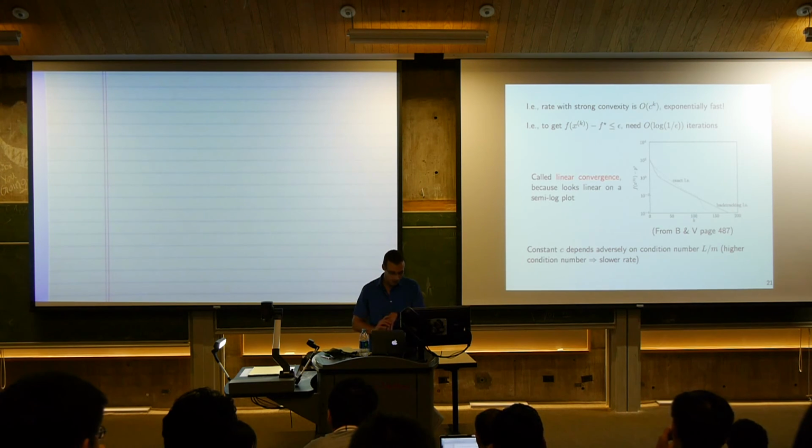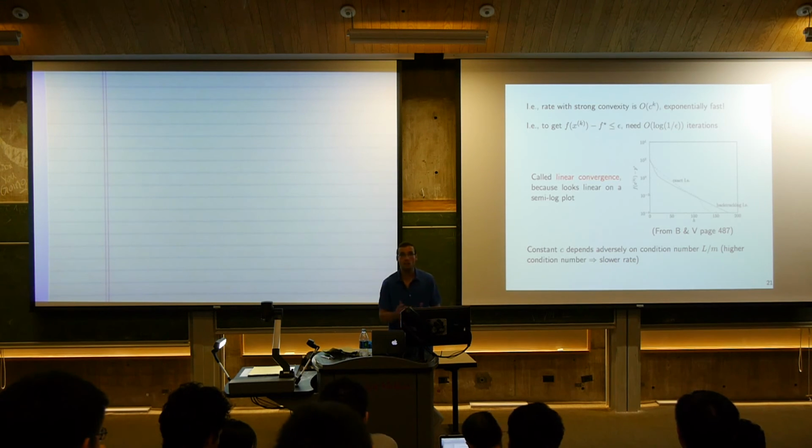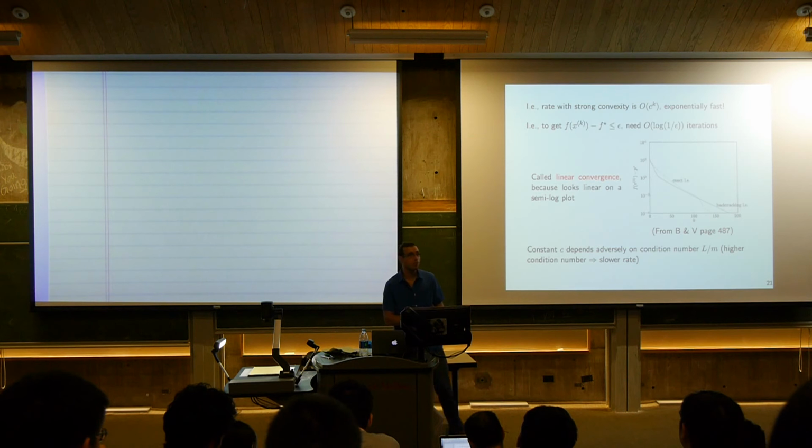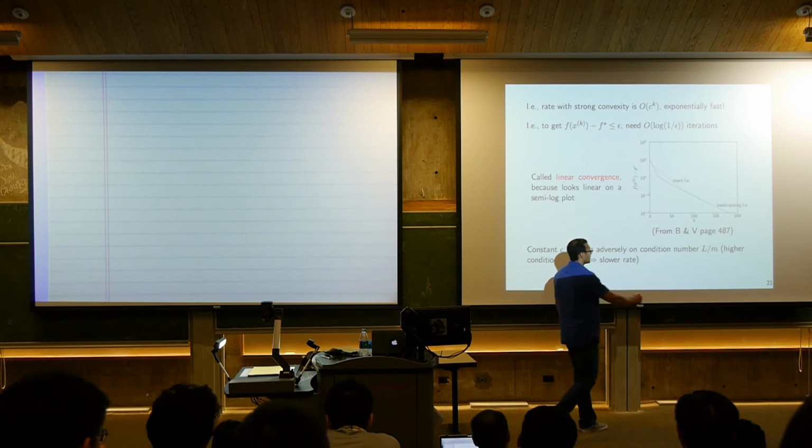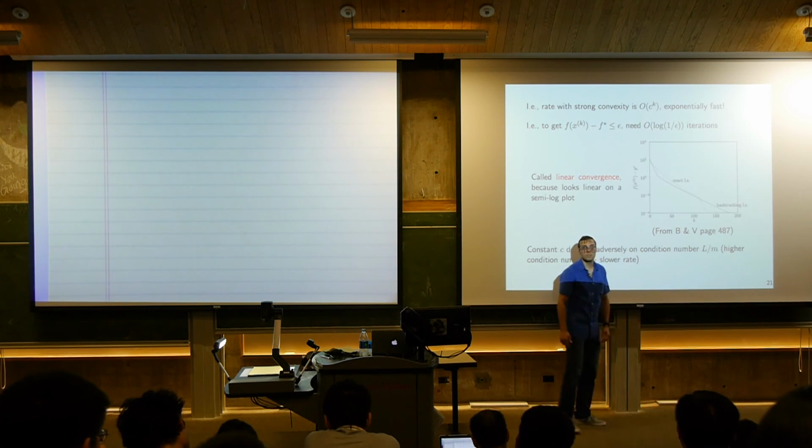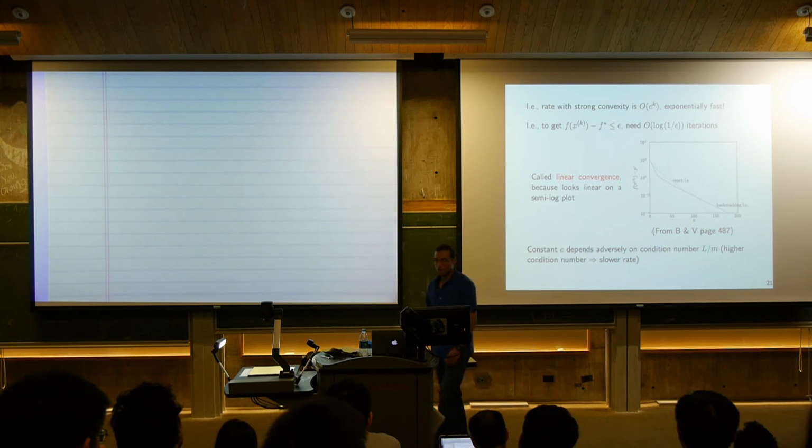And it's something to keep in mind when we think ahead, and when we talk about second order methods, that's not going to be the case. Second order methods are not going to depend, they shouldn't depend on condition numbers in terms of the speed of their convergence.